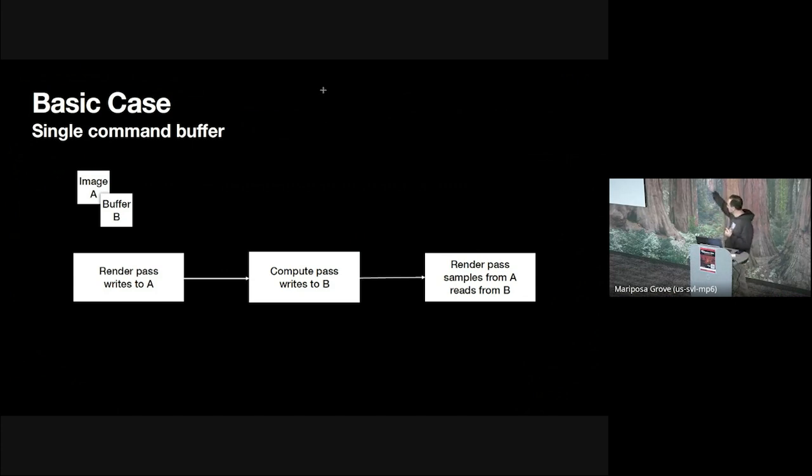And to see why that is, let's consider this simple example, right? We have an image and a buffer. We have a render pass that uses the image as a color attachment, a compute dispatch that writes to the buffer, and finally we have a render pass during which the image gets sampled and the buffer gets read.